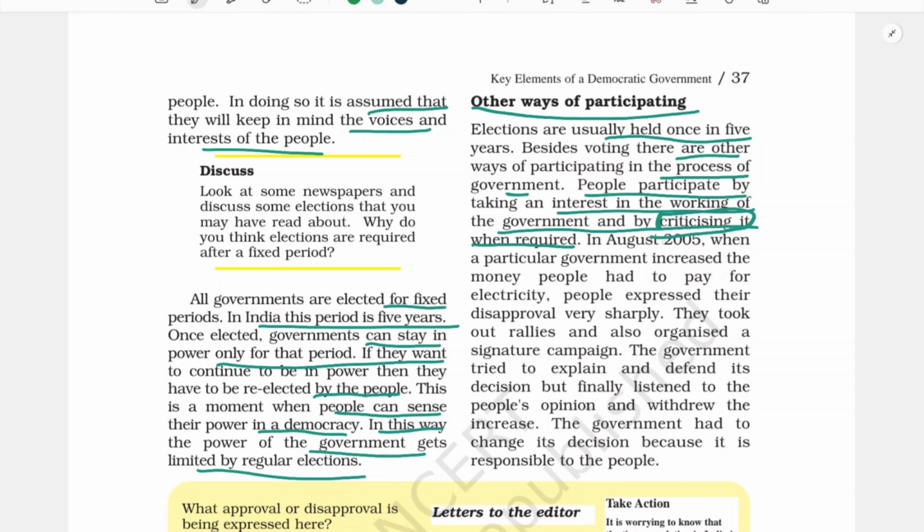Okay, when people have criticized the government. In August 2005, when a particular government increased the money people had to pay for electricity, that means they increased the electricity bill. So here people expressed their disapproval very sharply, very angrily, very pointedly. Here "sharply" literally means pointed, sharp, isn't it? So people expressed their disapproval, that they don't want to pay a higher amount.